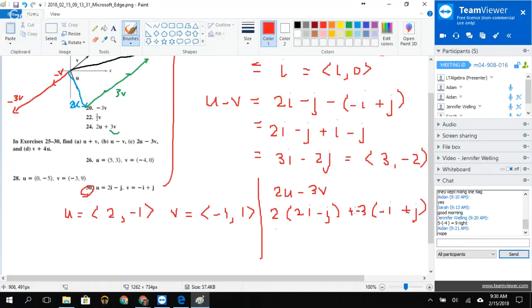So I have 2 times 2i, 4i minus 2j. And then I have negative 3 times negative i, so positive 3i minus 3j. And I end up with 7i minus 5j, or 7, negative 5. So not hard, just kind of a different way of looking at things, I think.